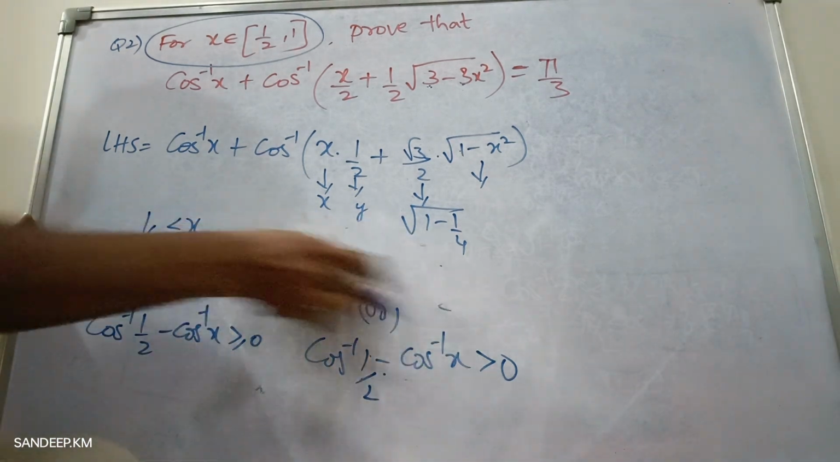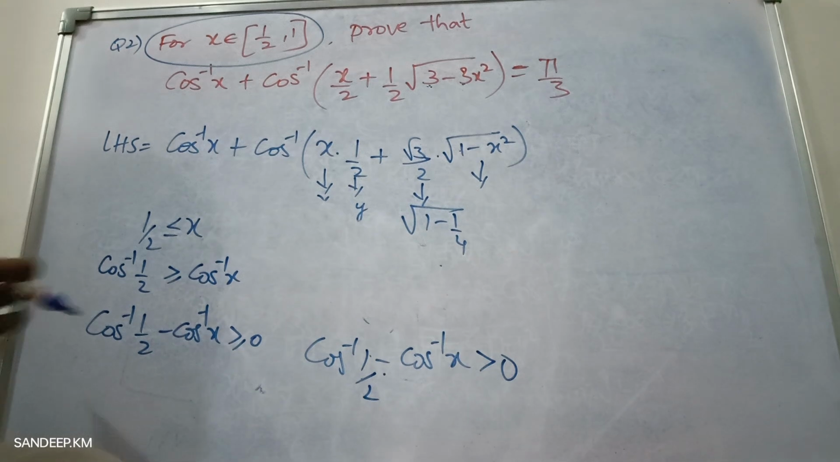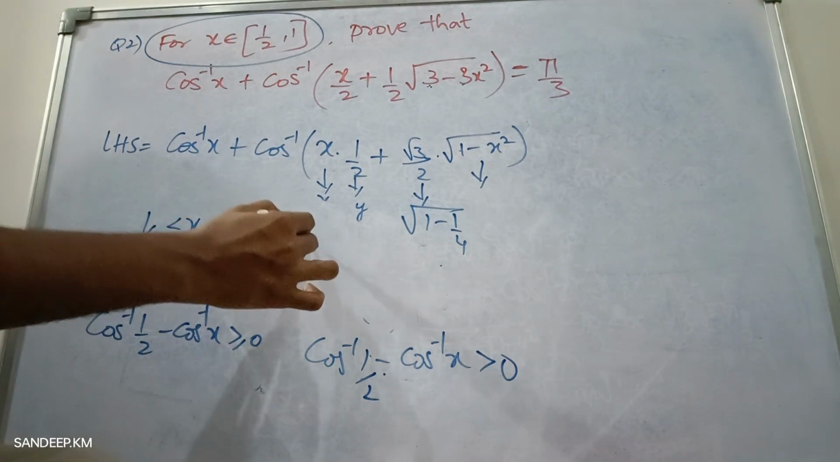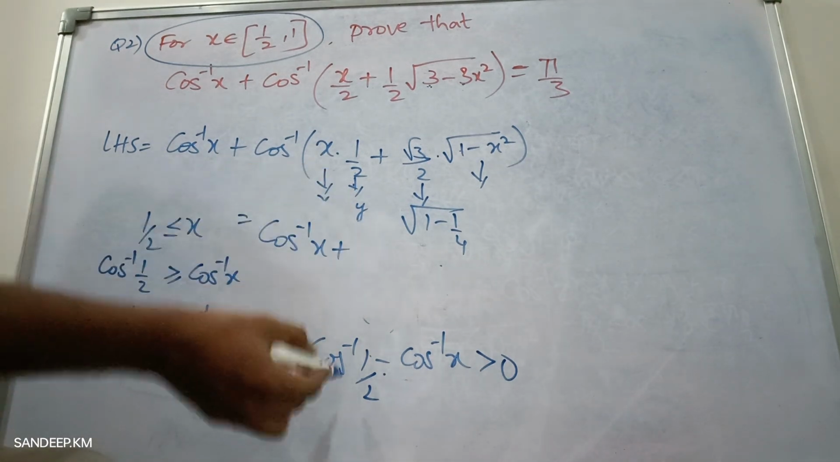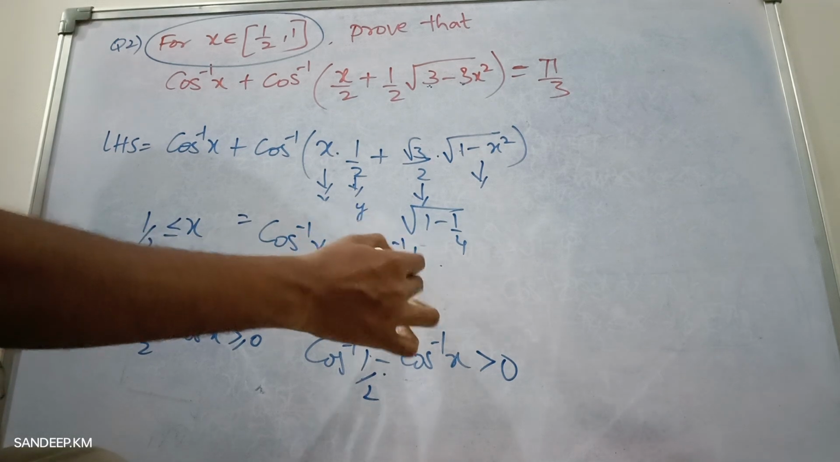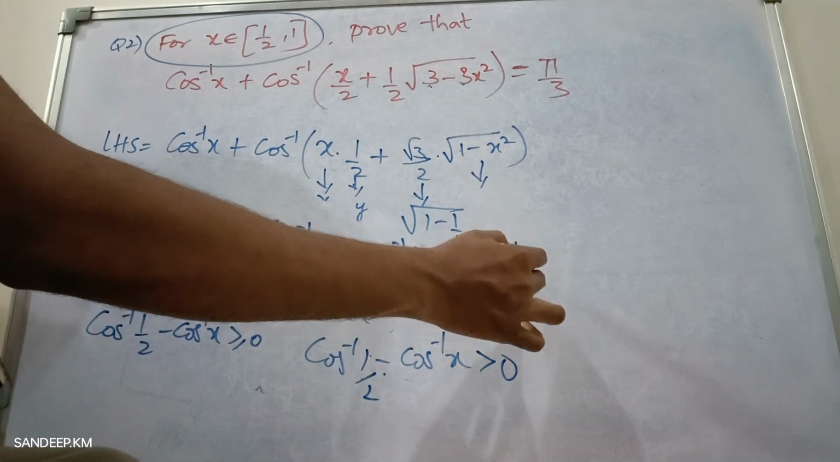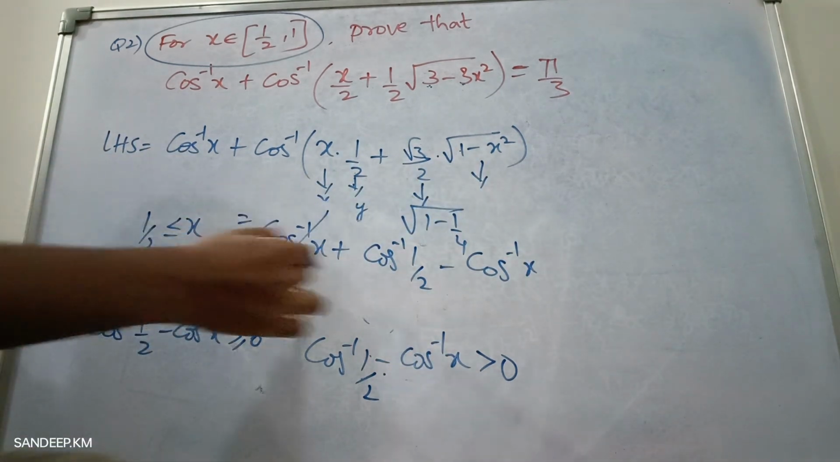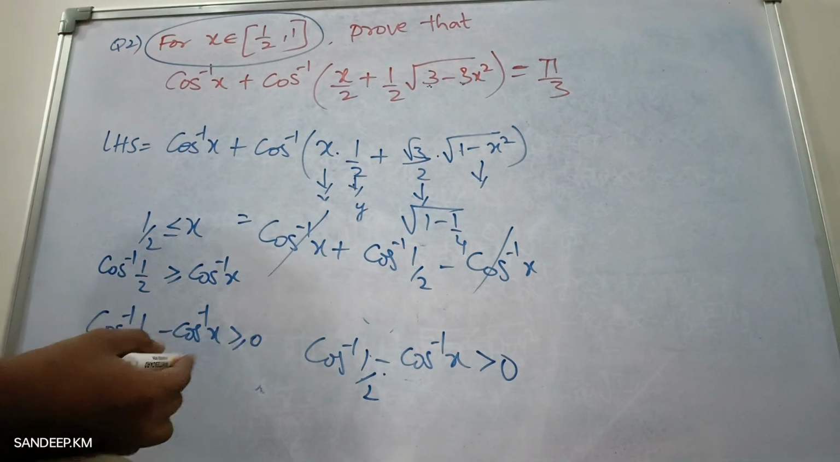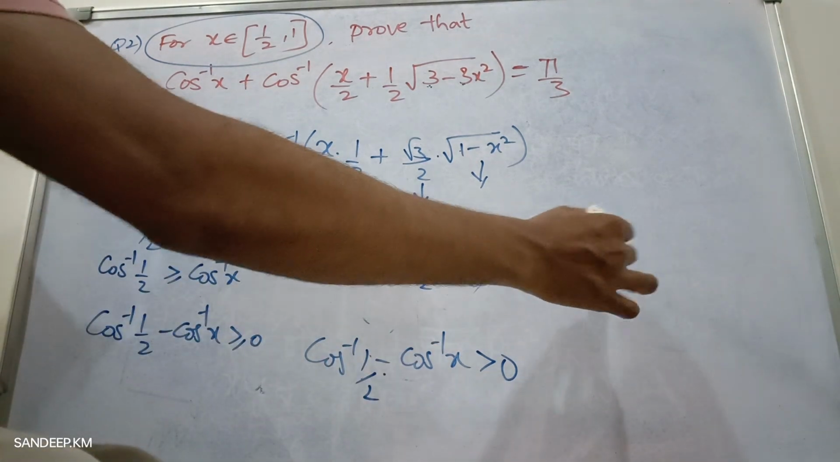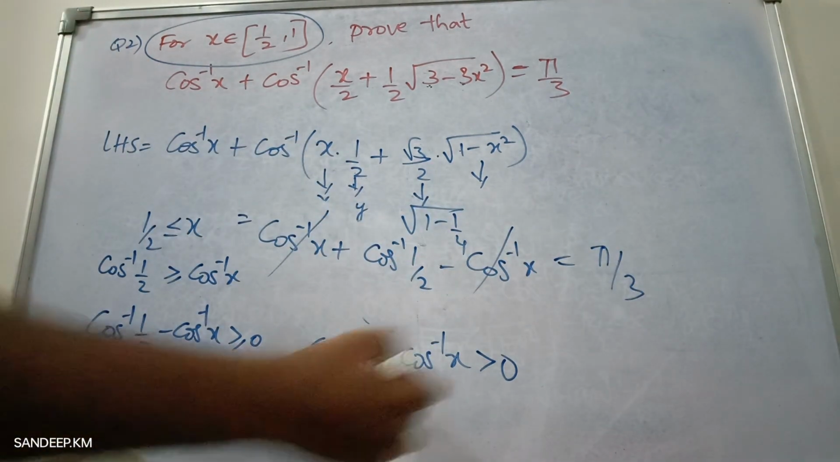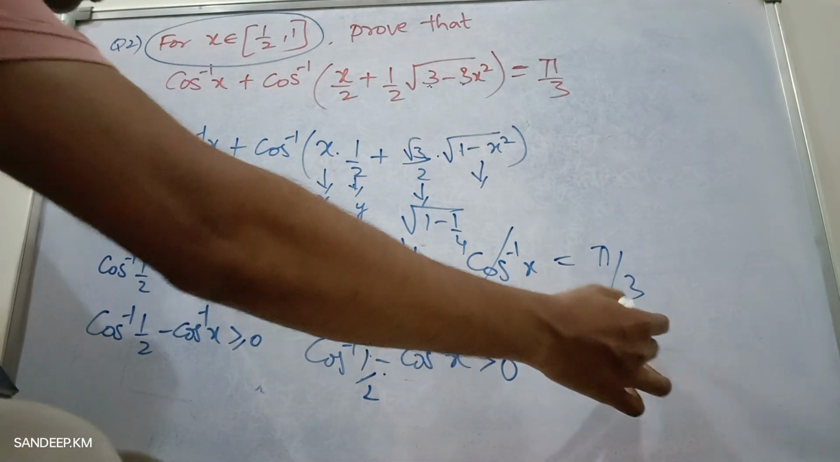Okay. So that is very, very important. So therefore it is equal to cos inverse x plus cos inverse 1 by 2 minus cos inverse x. Now plus cos inverse x and minus cos inverse x will get cancelled, and cos inverse 1 by 2 is pi by 3, 60 degrees. That is our RHS.